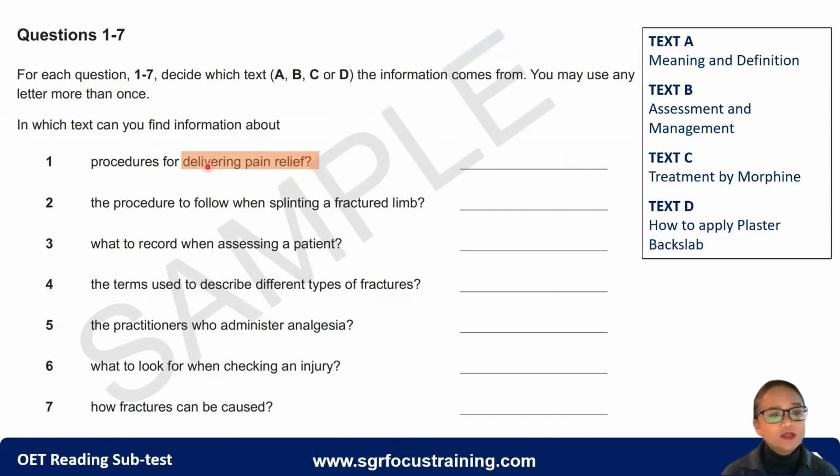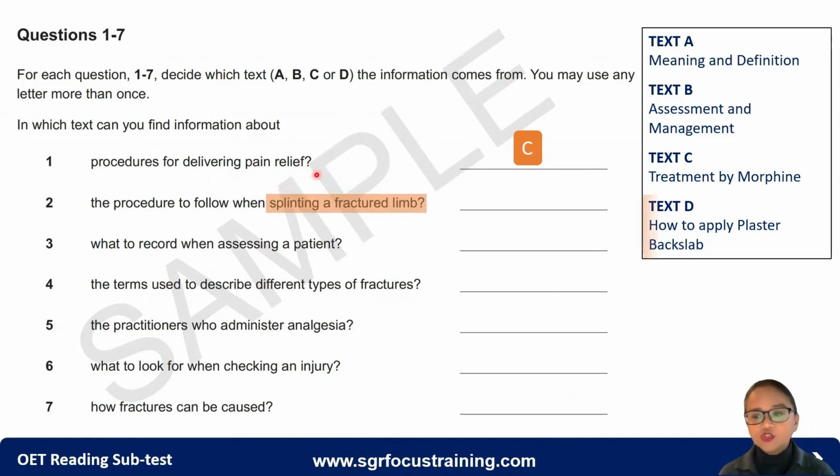So for question number 1, our keyword is delivering pain relief. Now, pain relief is synonymous to morphine, okay? And the word delivering means you are treating the patient. So definitely a treatment by morphine. So the answer here is letter C. For number 2, our keyword is splinting. So when you're splinting a fractured limb, that's what we do when we are applying a plaster box lab. So 1 and 2 should be nice and quick.